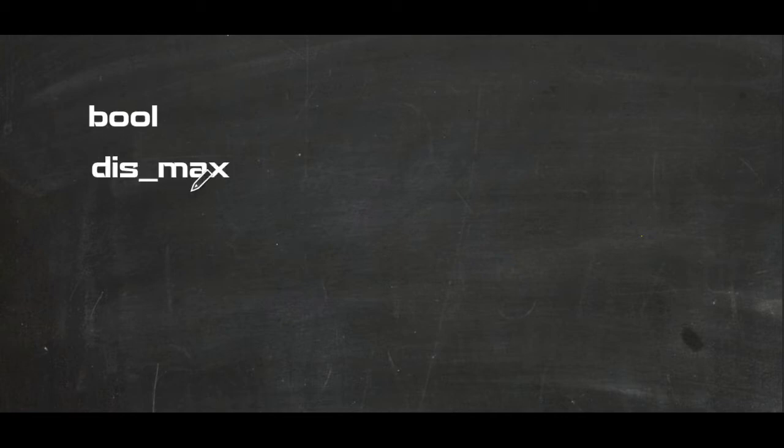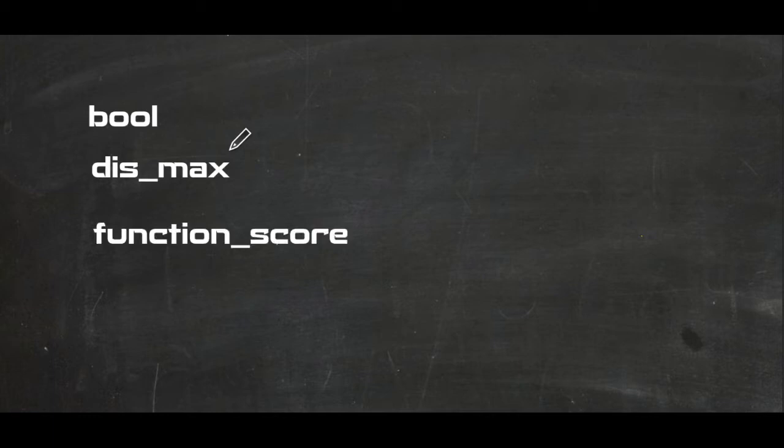Next one is the disjunction max query. Here we will write a number of leaf queries under this, and out of those, the particular leaf query which produces the maximum score will be used. Next one is the function score query. This type of query is useful when you want to manipulate the relevance score by using any custom field or any custom formula.